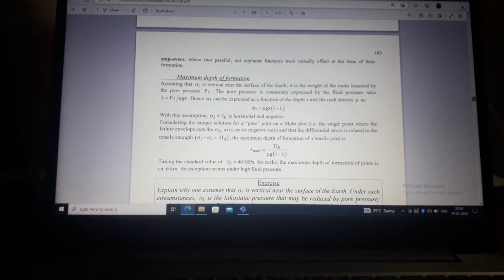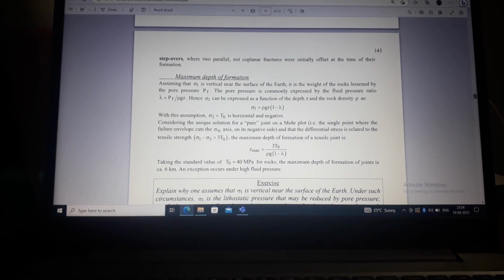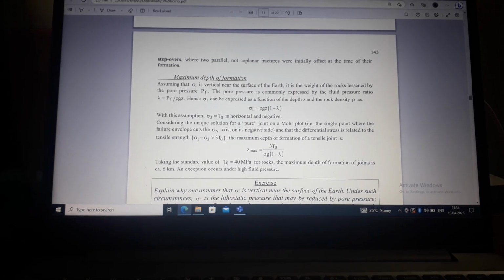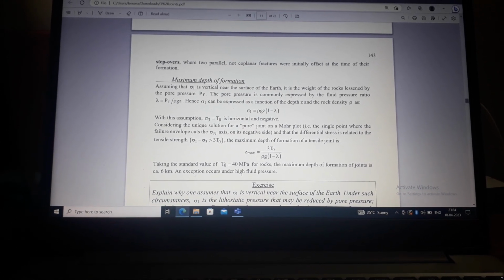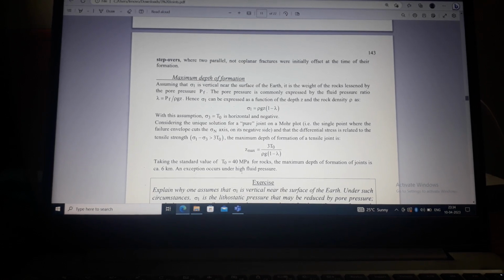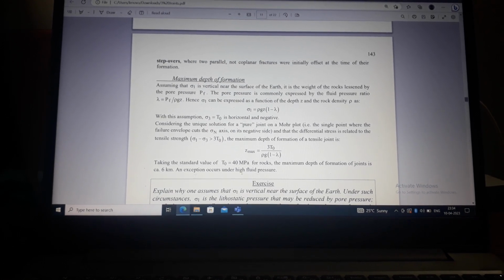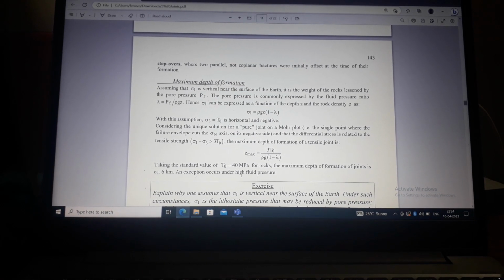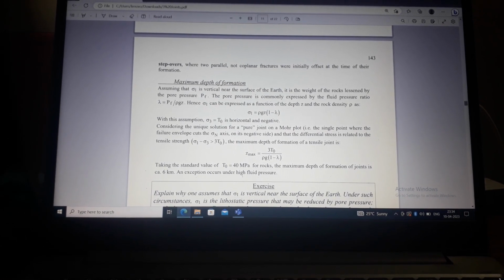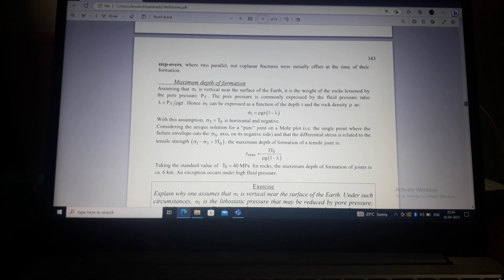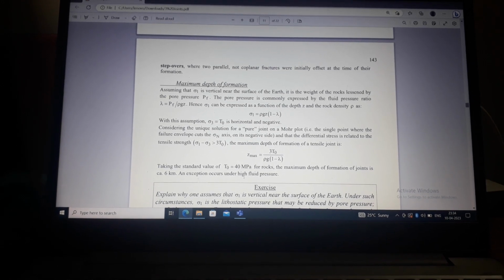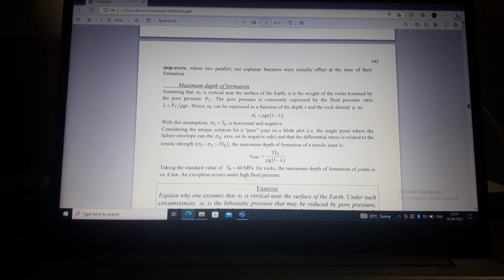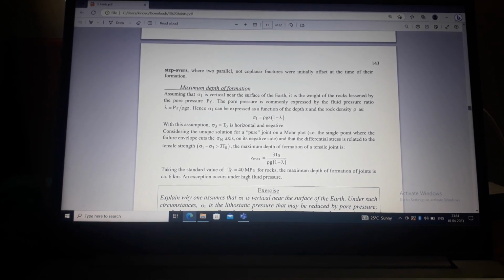Then, considering the unique solution for a pure joint on a Mohr plot, that is a single point where the failure envelope cuts the sigma n axis on its negative side, the differential stress is related to tensile strength: sigma 1 minus sigma 3 greater than 3 T naught. The maximum depth of formation of a tensile joint is z maximum equal to 3 T naught over rho g into 1 minus lambda.